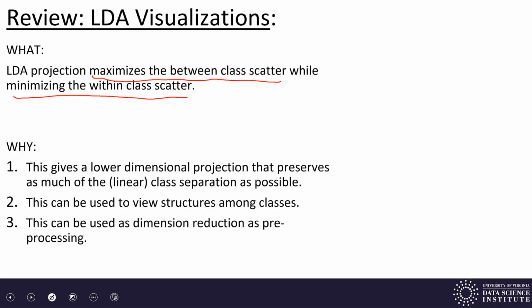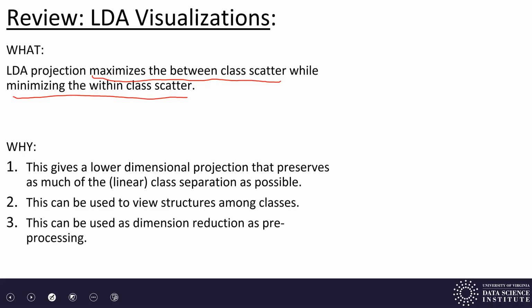Why do we do this? It gives a lower dimensional projection that preserves as much of the linear class separation as possible. It can be used to view structures among the classes or to visually see how much class separation there is. It can also be used as a dimension reduction in pre-processing, similar to PCA.